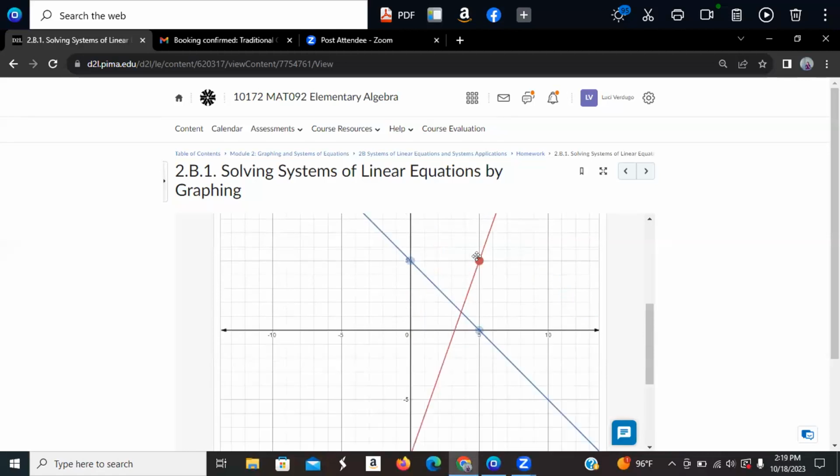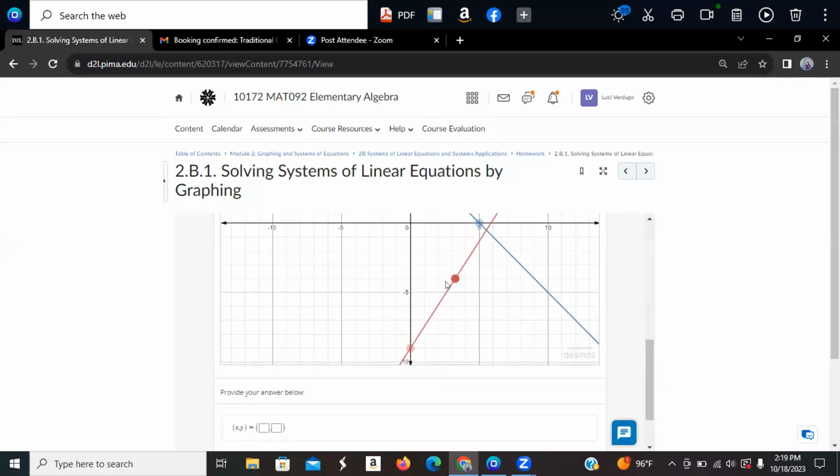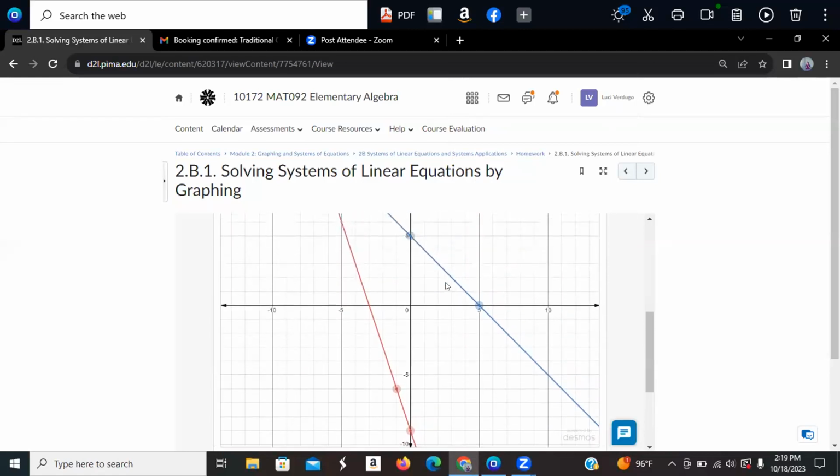Okay, so that's at -9. So you got to go sort of backwards. From that point, you're going to go left 1 and then up 3. Go up 1, 2, 3. There you go. Okay. And the other one, you're going to start at 1, -3.